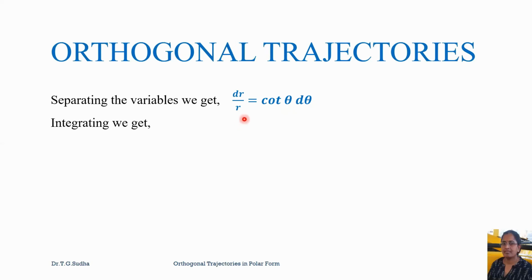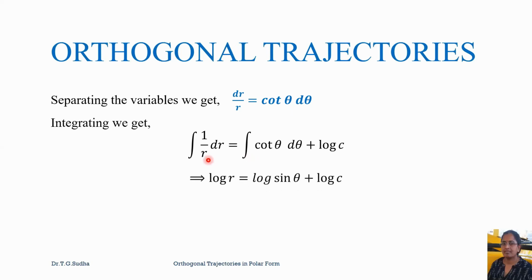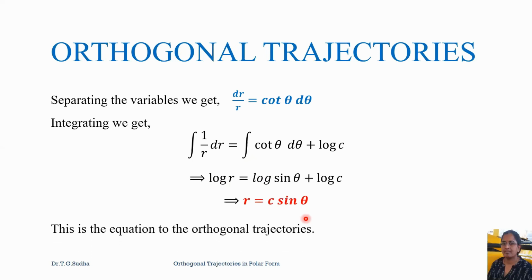So to obtain the equation to the orthogonal trajectories, we need to integrate. So on integrating, we get integral of 1 by r dr is equal to integral of cot theta d theta plus log c. Here we have chosen log c as the constant of integration because both the integrals will give us logarithms. So integral of 1 by r dr is log r and cot theta d theta on integration gives us log sin theta plus log c. So this gives us r is equal to c into sin theta, and this is the equation to the orthogonal trajectories.